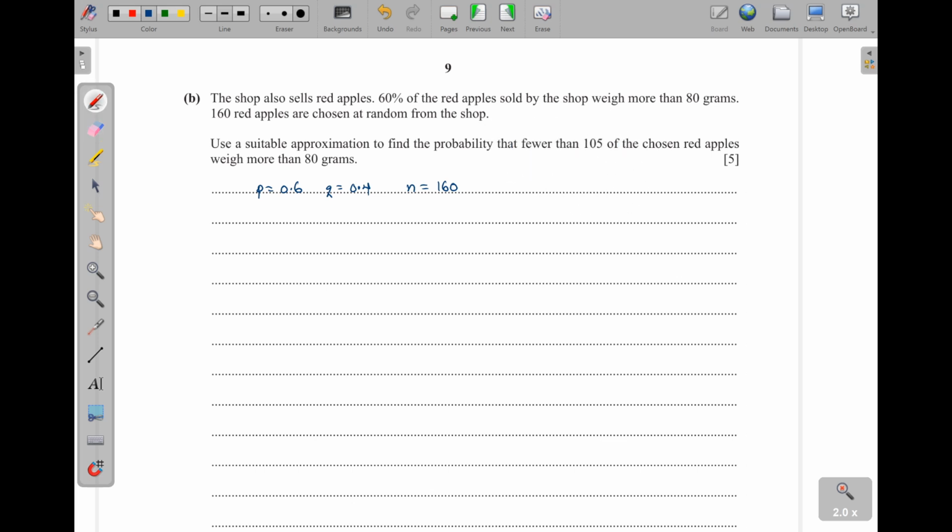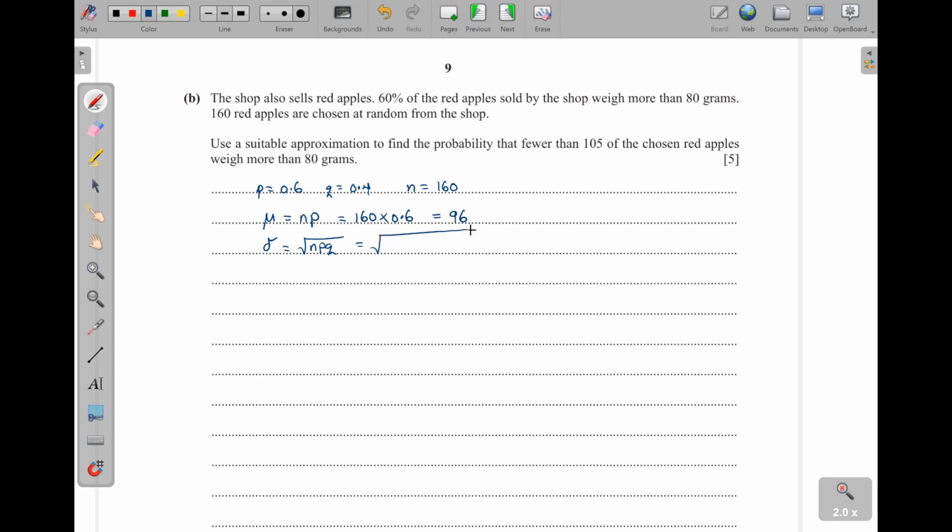And then, of course, to use the normal, you need to get the mean. So mean is given by np. So n is 160 times the p, 0.6, and this one gives us 96. Then we need to get the standard deviation, which is root of variance, and variance is npq. These formulae are given in the list of formulae that they give you.